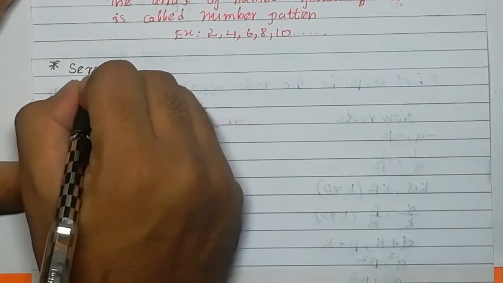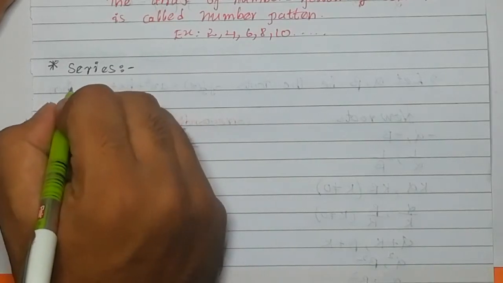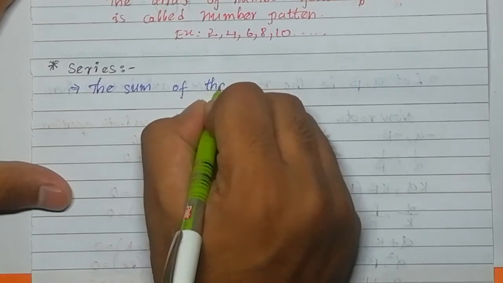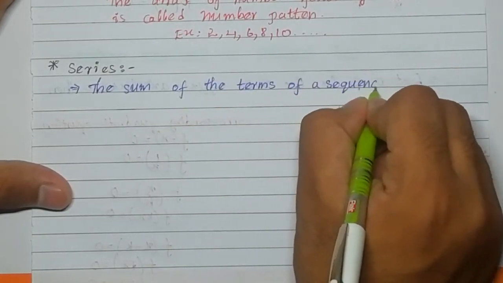Series. The sum of the terms of a sequence is called series.